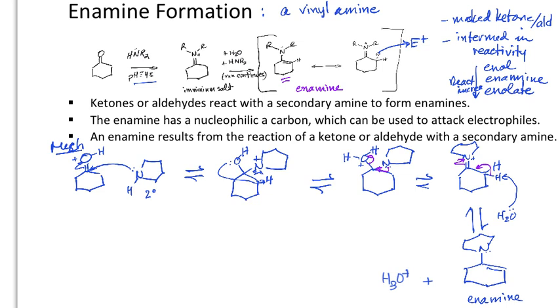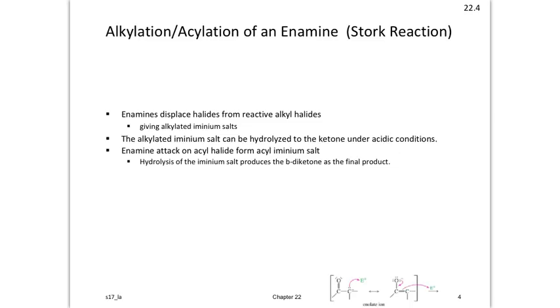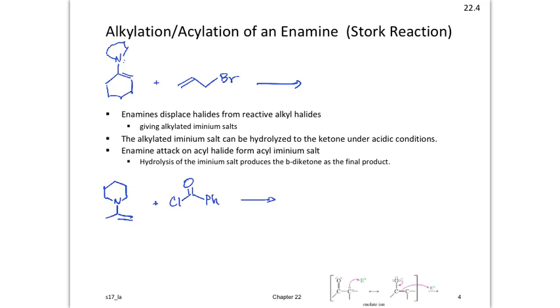So since it's less reactive than an enolate, it's a bit milder, so that makes it able to avoid side reactions. So let's look at the next page. We can use this enamine to do some alkylations. So we can substitute with both alkyl groups and acyl groups. So here are a couple of examples of alkylation or acylation of an enamine.